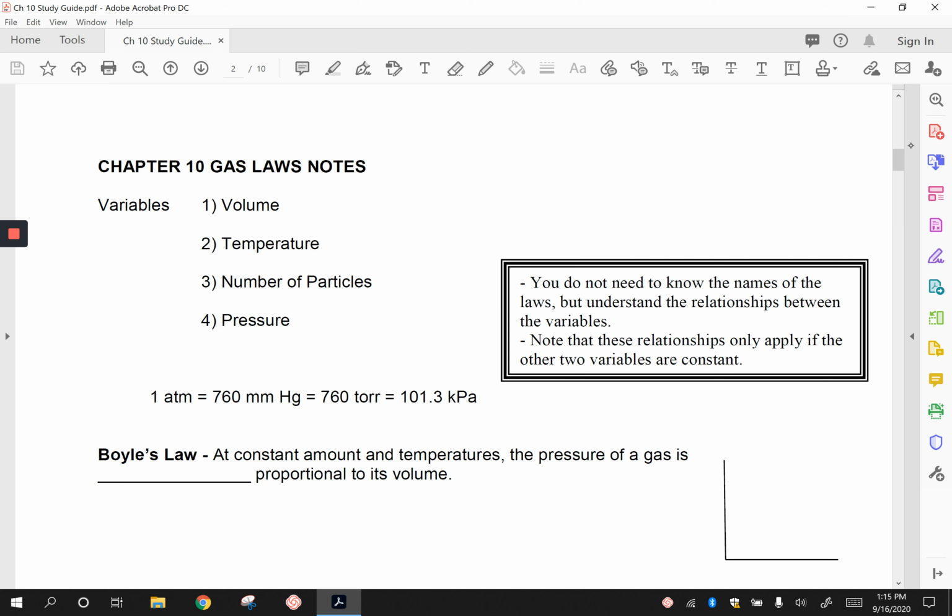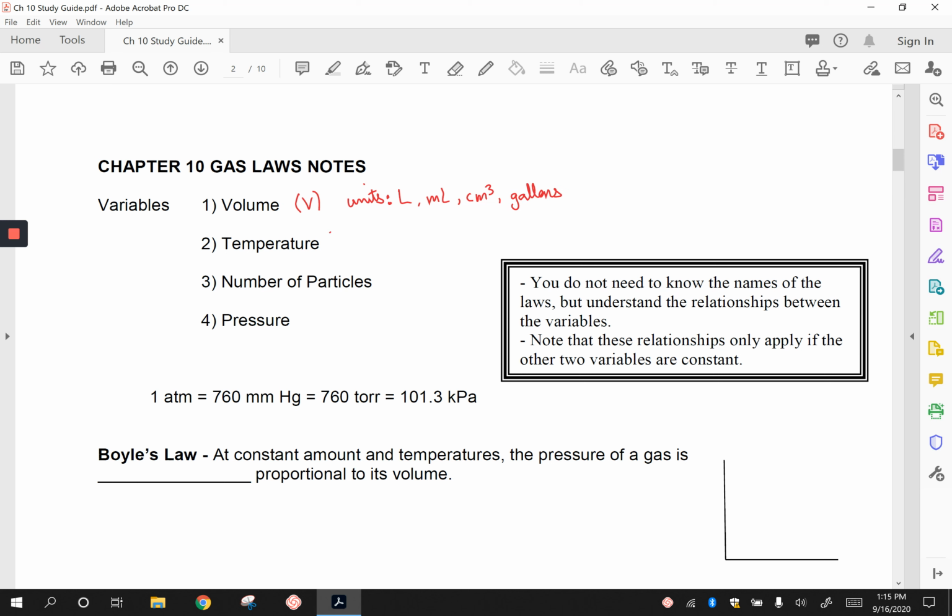We'll start with volume. So volume gets a symbol capital V, and you can use any kind of units for the volume. Typically the most popular is liters. You can use milliliters, kiloliters, microliters. You could use centimeters cubed, meters cubed, decimeters cubed. You could use gallons, cups, all kinds of stuff.